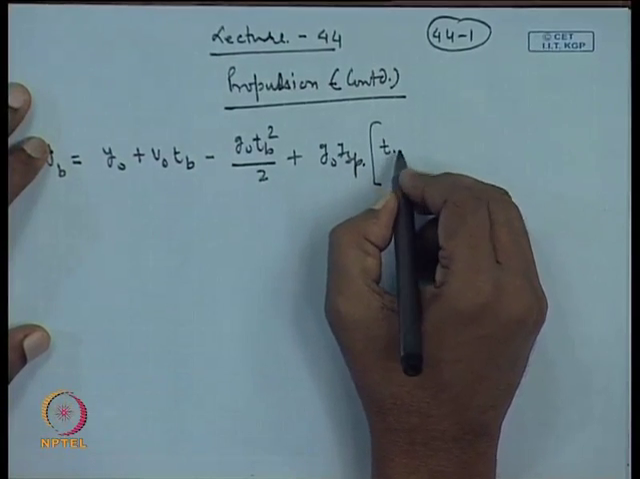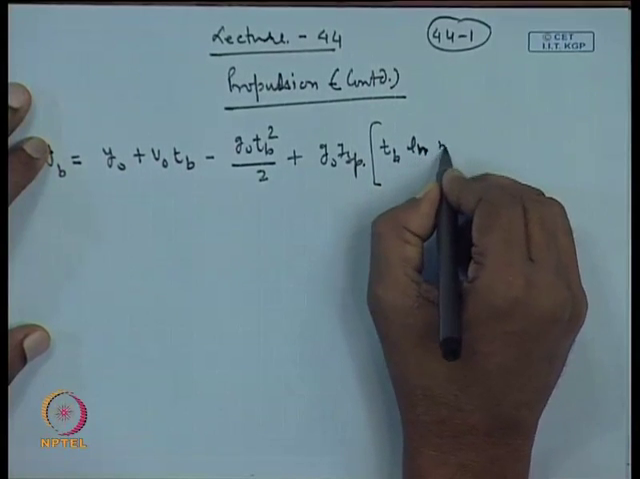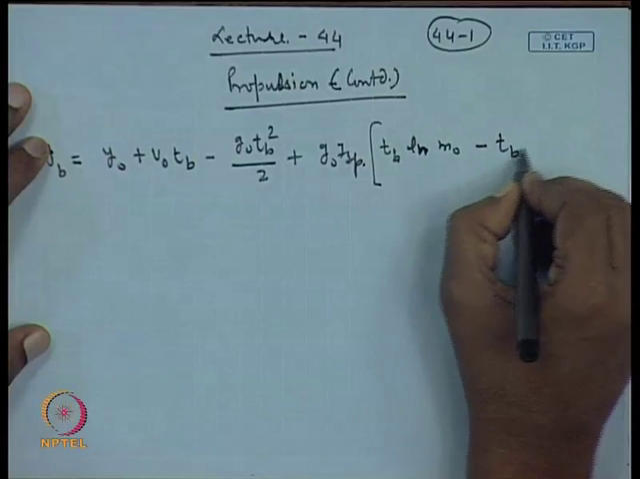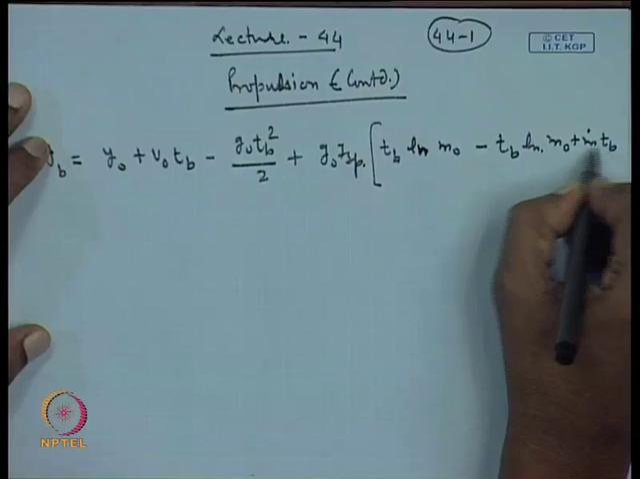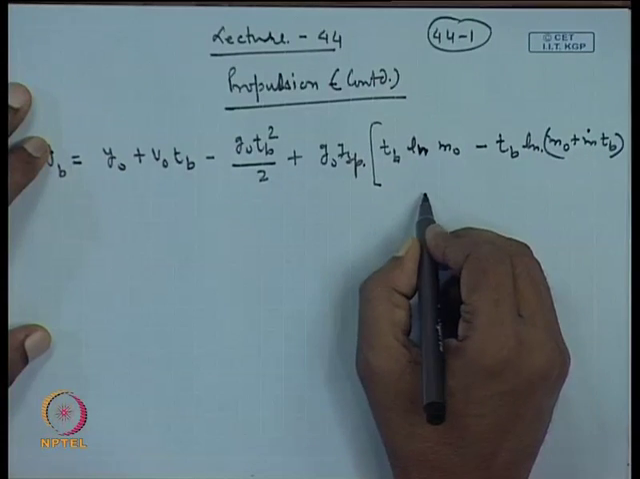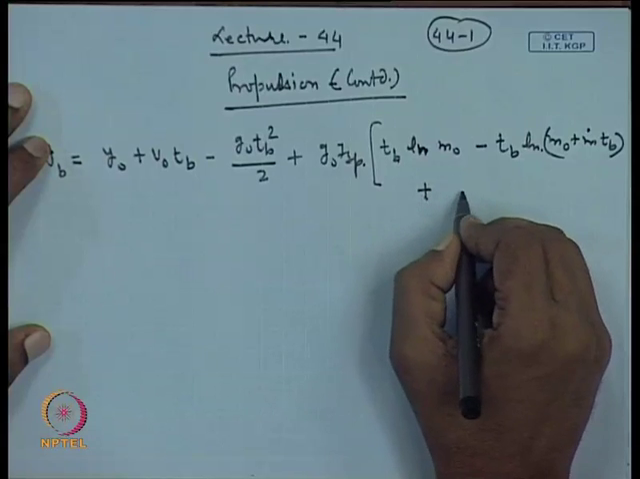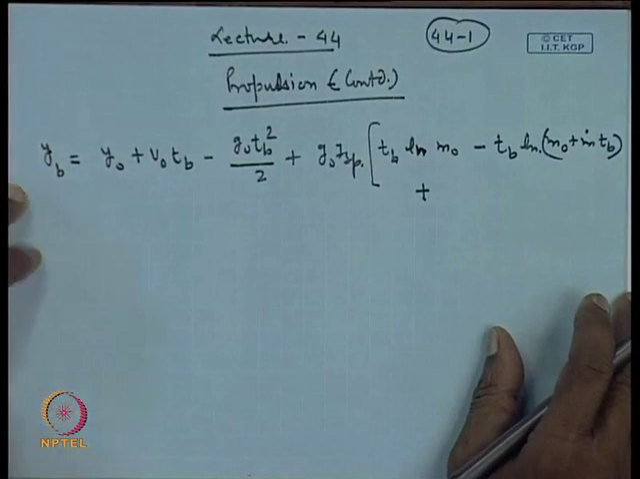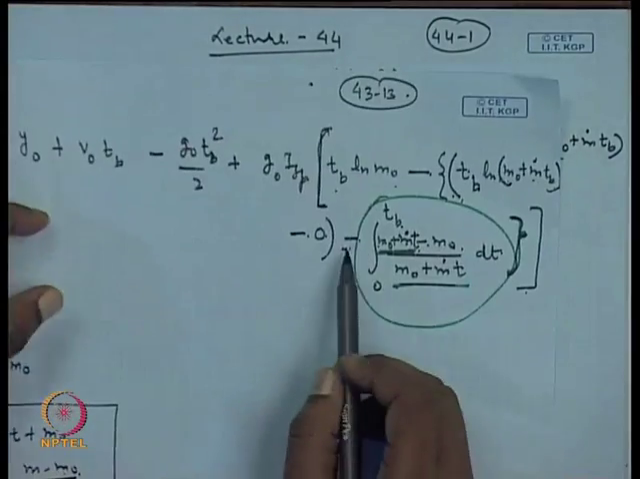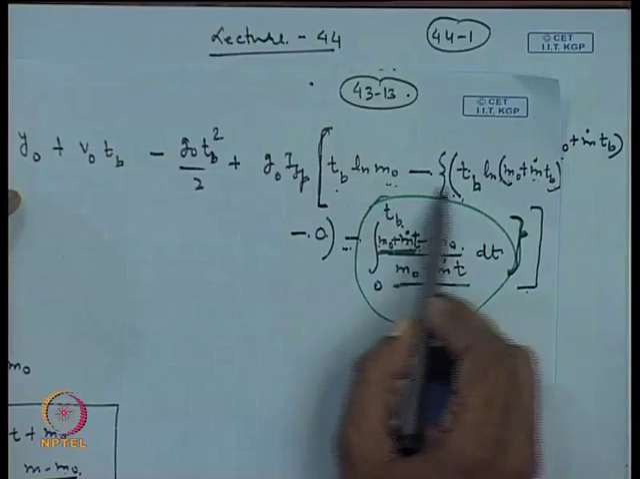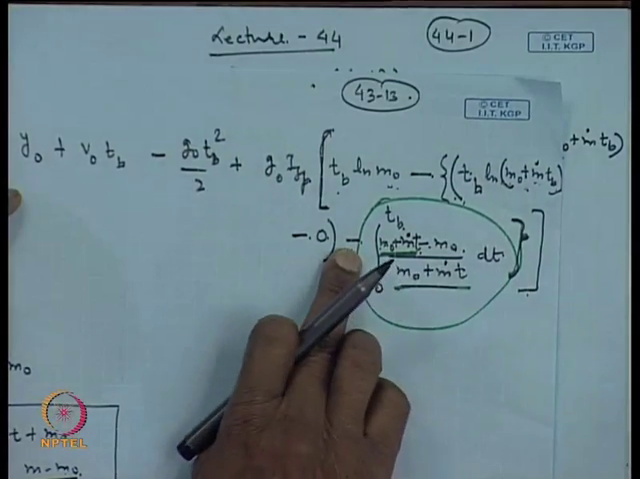times T_b ln m_0 minus T_b ln m_0 plus m dot T_b, and then plus the quantity. If you look into the last lecture, this was the quantity that I am copying here. So, this is the T_b ln m_0 minus this quantity, and this is inside the curly bracket, and here it is a minus sign.